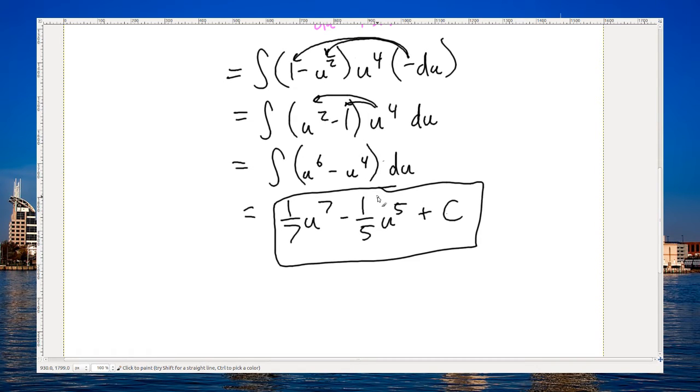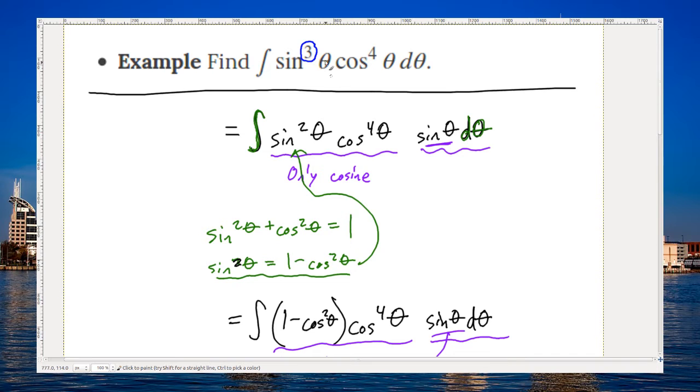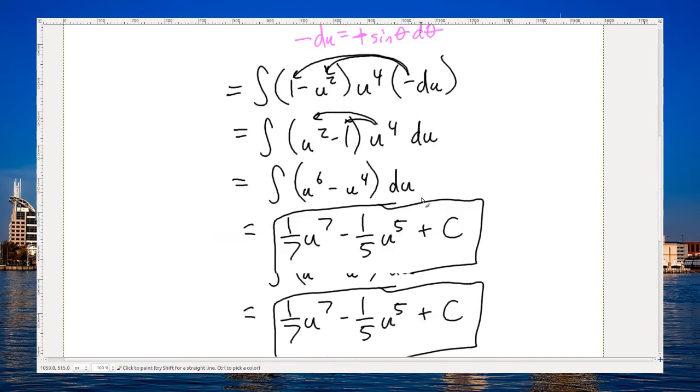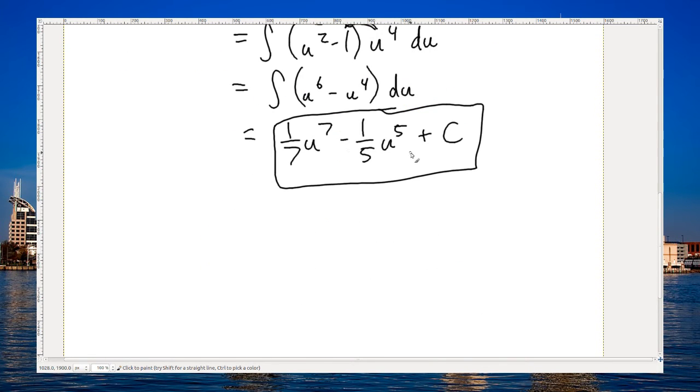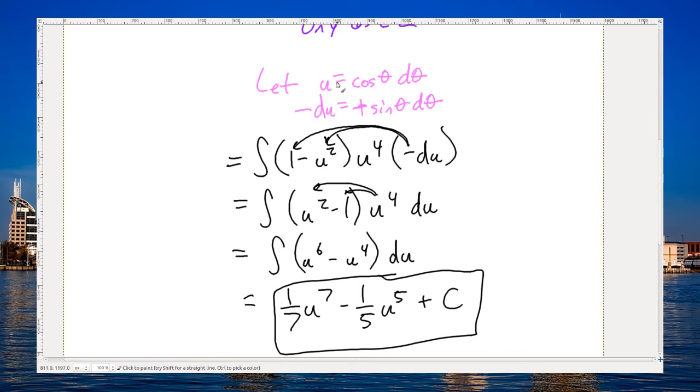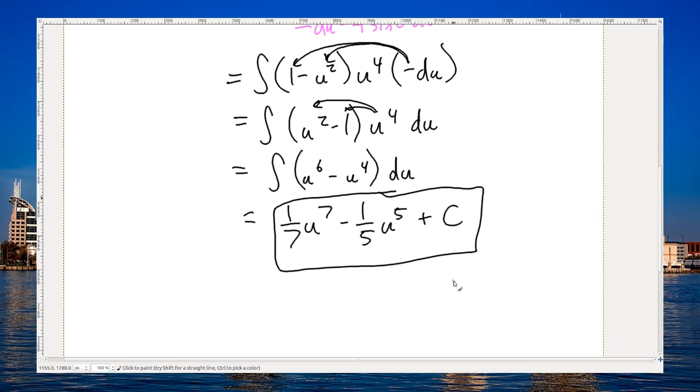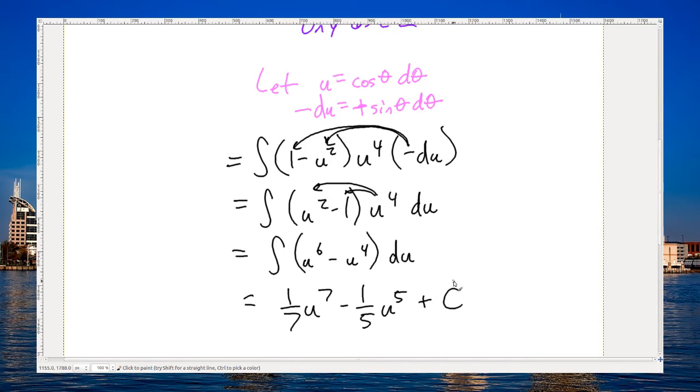stick a box around that, call yourself done, but remember what the actual question is. Something to do with sines of theta and cosines of theta. What are these u things? Well, I made those u's up. Just a couple moments ago, I made those u's up. And so I can't just give an answer that has to do with a made up letter u. All right, so I'm not done, but I'm pretty close because what is u?